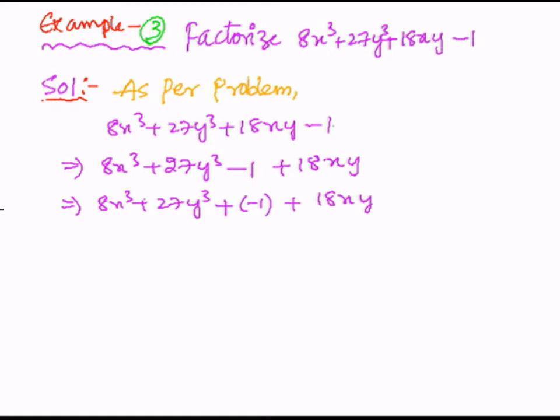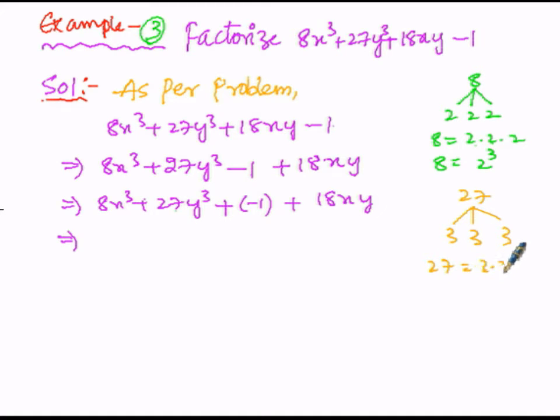In the next step, 8x cube: 8 can be written as 2 into 2 into 2. That is, 2 twos are 4, 4 twos are 8, or 2 repeatedly multiplied thrice. So instead of 8, I can write 2 cube. Similarly, 27 can be written as 3 into 3 into 3, since 3 threes are 9 and 9 threes are 27. In exponential notation, it is 3 cube, 3 repeatedly multiplied thrice. So 27 is written as 3 cube, whereas 8 can be written as 2 cube.